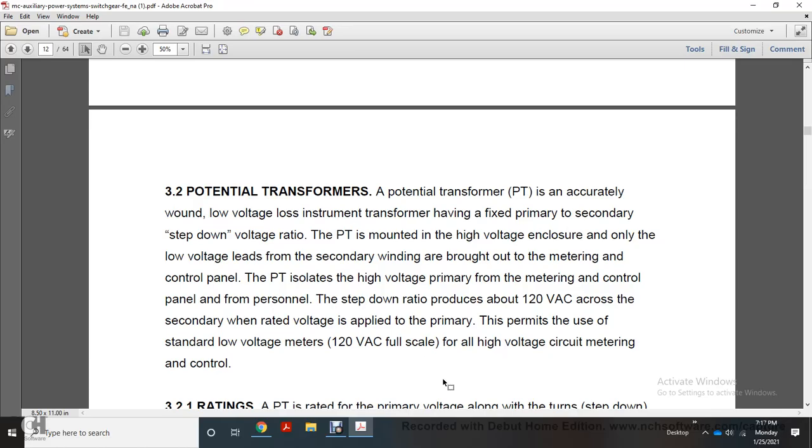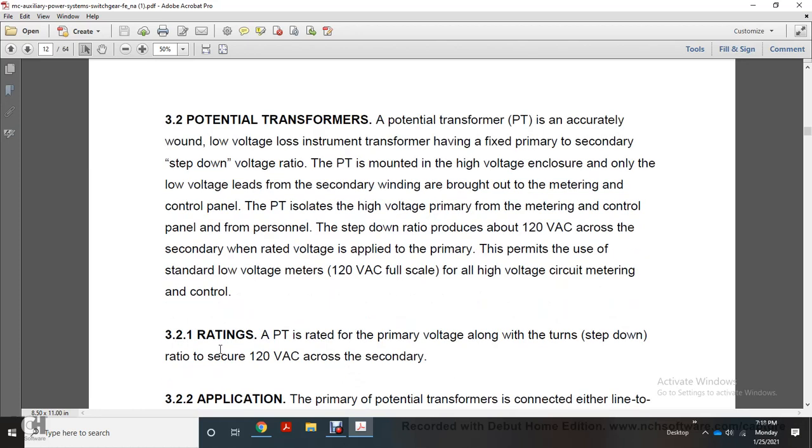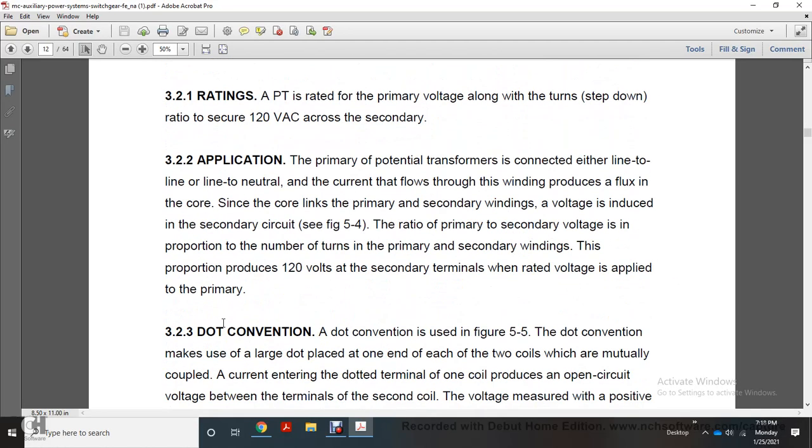The potential transformer isolates the high voltage primary from the metering of the control panel and personnel, with a step-down ratio of about 120 volts AC across the secondary when rated voltage is applied to the primary. That permits the use of standard low voltage meters, 120 volt AC full scale, for all high voltage circuit metering and controlling ratings. The primary voltage along with the turns and step-down ratio are selected to give 120 volts AC across the secondary.